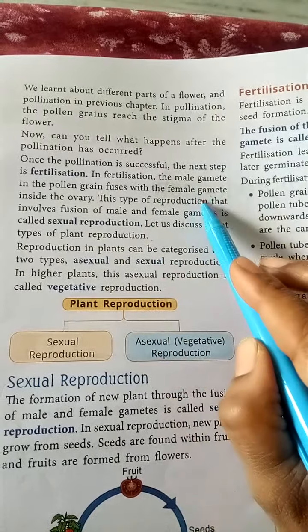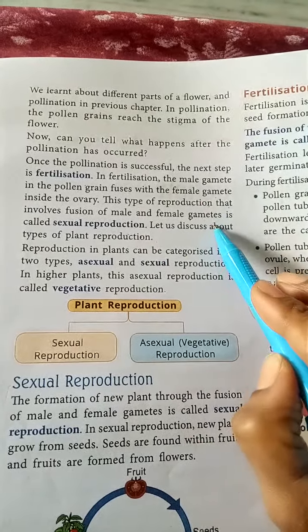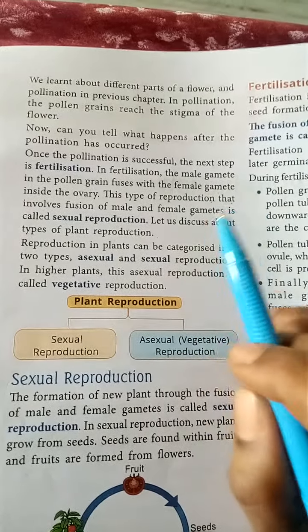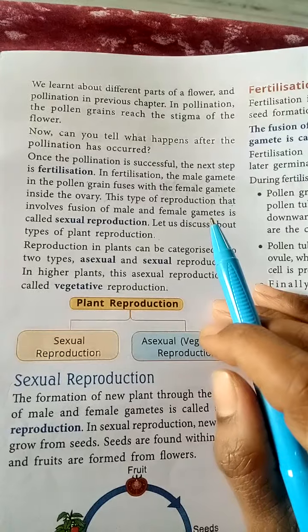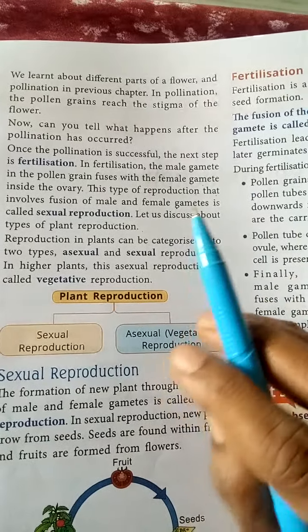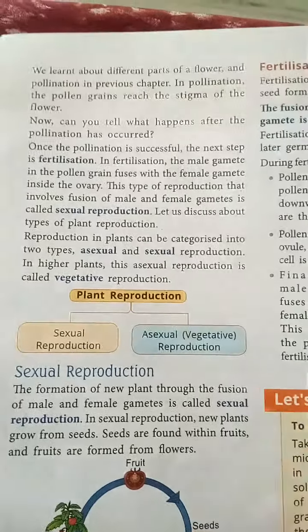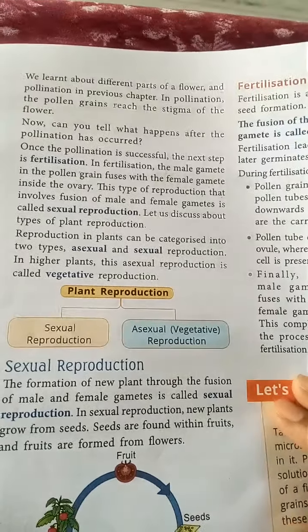Fusion of male and female gametes. What do male and female gametes mean? Anther, pollen grains and stigma. Okay, the stigma is the female part. For the female gamete the ovary is important, and the male gamete fuses with the ovary.